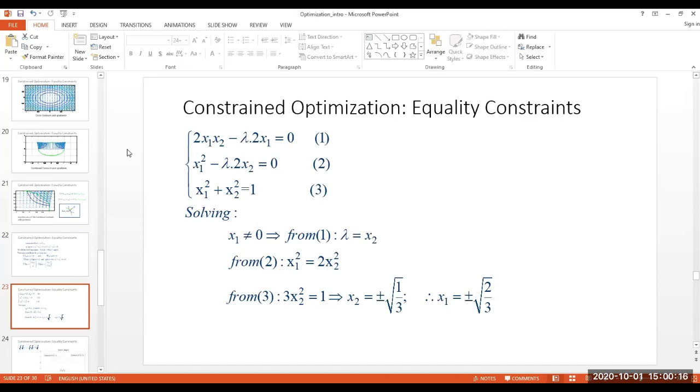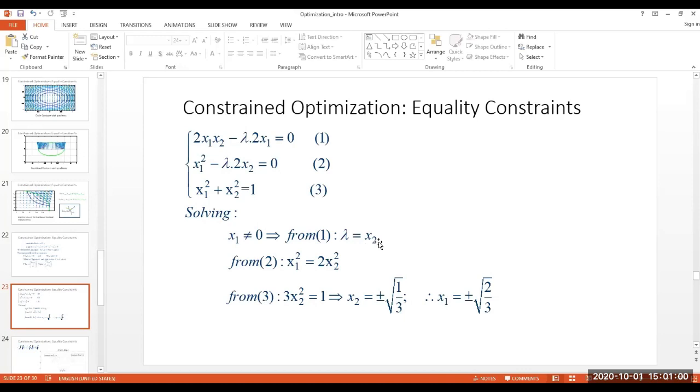Is it clear from here how the solution is coming? Any queries about this solution? So let me go through these steps. First, from the first equation, we can divide by x1, considering x1 is not equal to 0. If x1 is not 0, then you can divide this expression by x1 on both sides. So from 1 we get the relationship lambda equals x2.